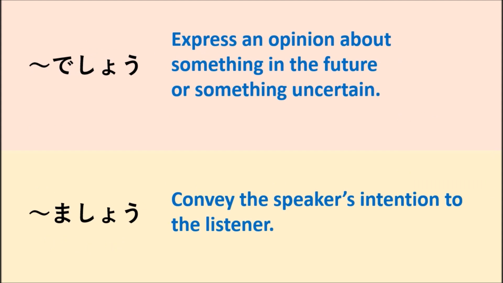And at the last, to summarize the difference between ましょう and でしょう: でしょう is used to express an opinion about something in the future or something uncertain. You use it to explain something that will happen in the future, but you don't know yet whether it will happen or not, which means it's something uncertain. And ましょう means to convey the speaker's intention to the listener, or another meaning is that you want to let another person pay attention to what you are talking about. So this is about the difference between deshou and mashou.